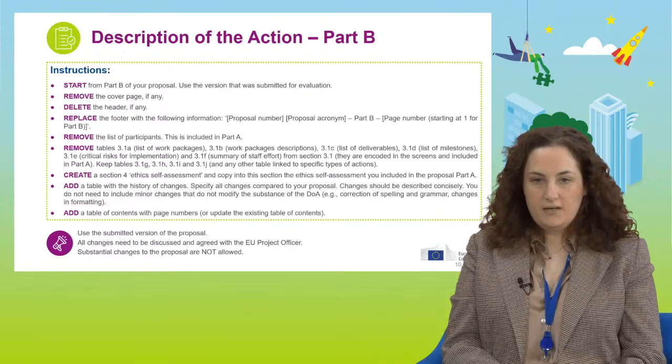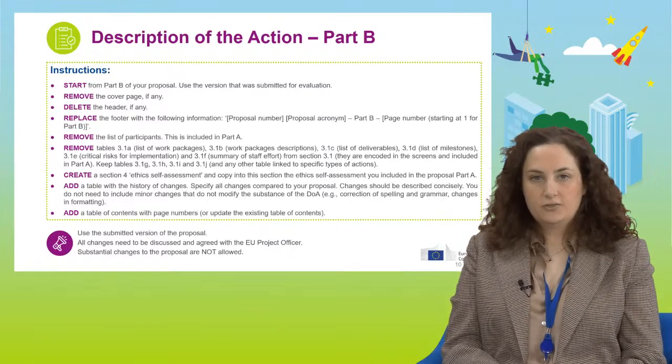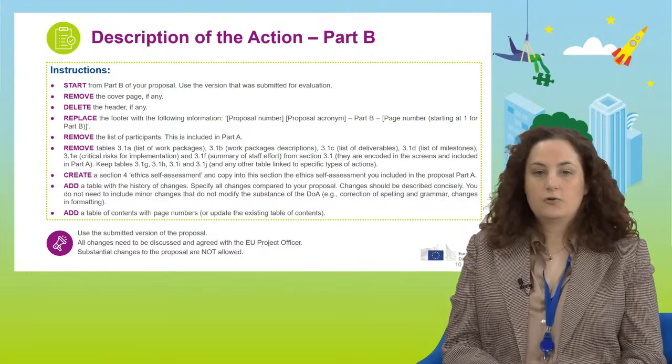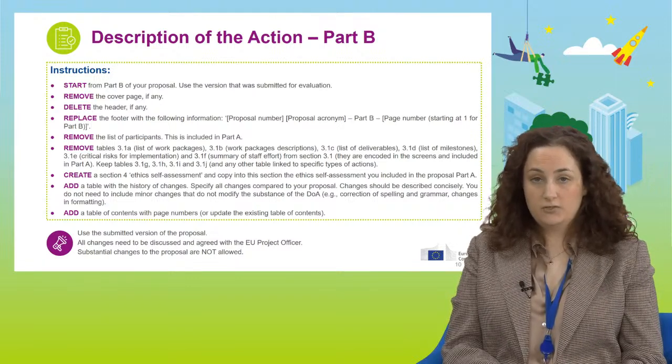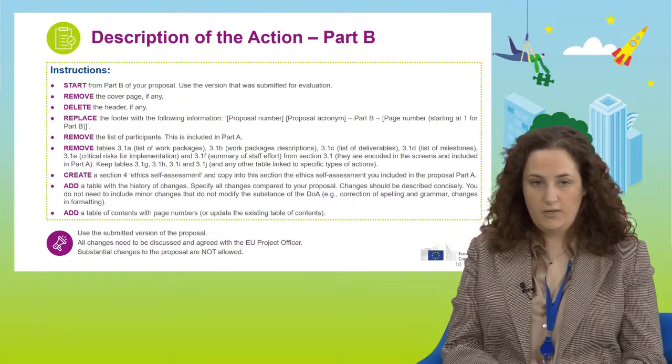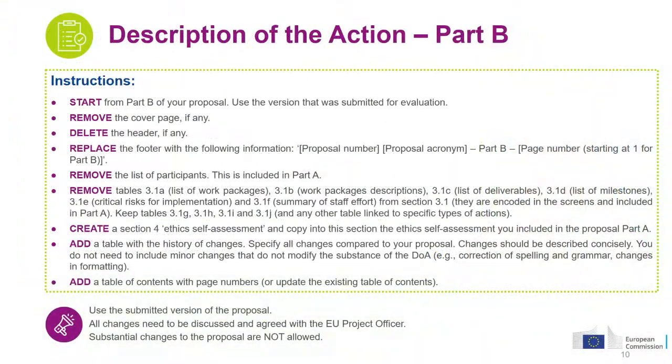The Part B, as we said, of the description of the action is the narrative part, the free text. So you are going to take the Part B of your proposal, the submitted version that you used for evaluation, and you are going to do the following changes. You need to remove and delete any kind of headers or cover pages if you had any. Replace the footer with the suggested one that you see here.